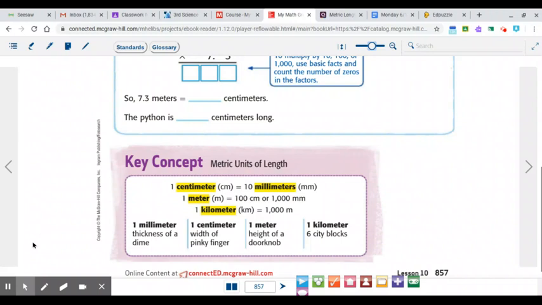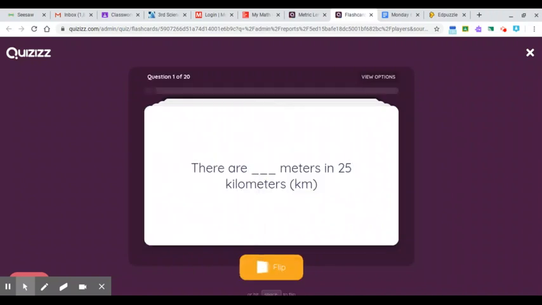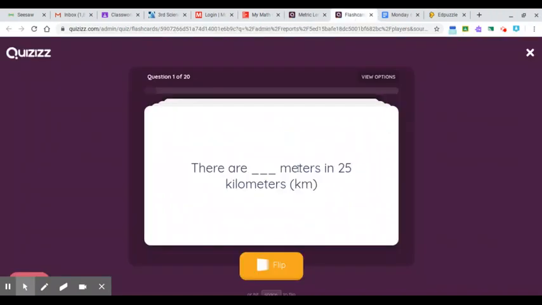Okay, so let's look at our quizzes now. We're going to be looking at the quizzes that you guys are going to be doing today. And most of them are very straightforward if you use that conversion chart. So if you look at this, there are blank meters in 25 kilometers. So you go back to your conversion chart, and I already forgot what it was. So blank meters in 25 kilometers.